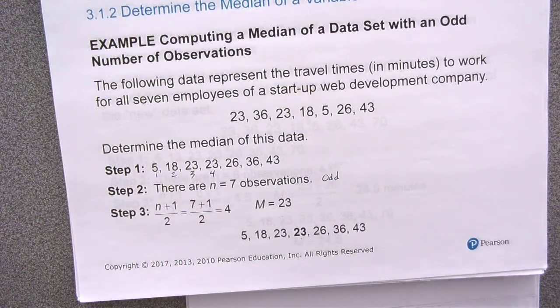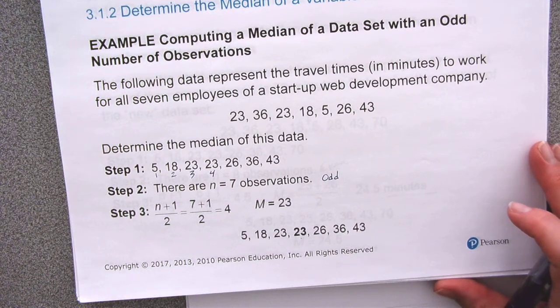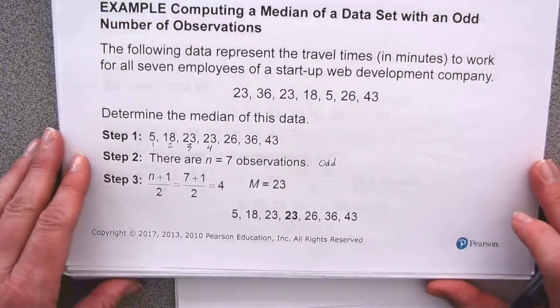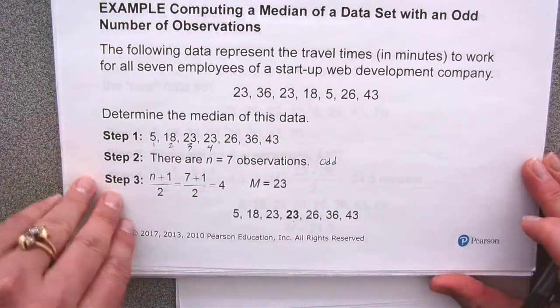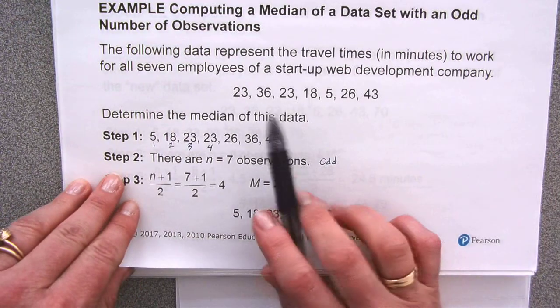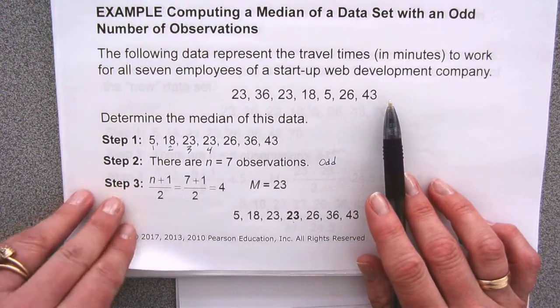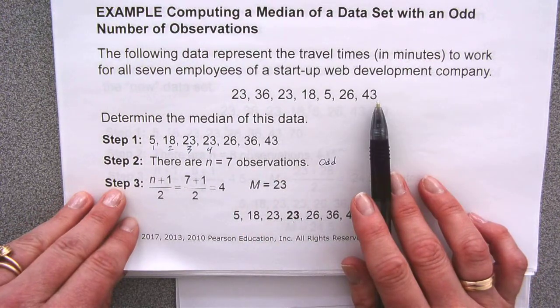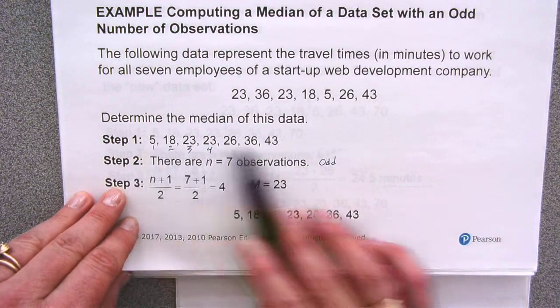All right, so let's look at the example using the same data set of the travel times of the 7 employees of this startup web company. So how many observations are there? 7. So it's an odd number of observations. So the first thing you want to do is put them in order.